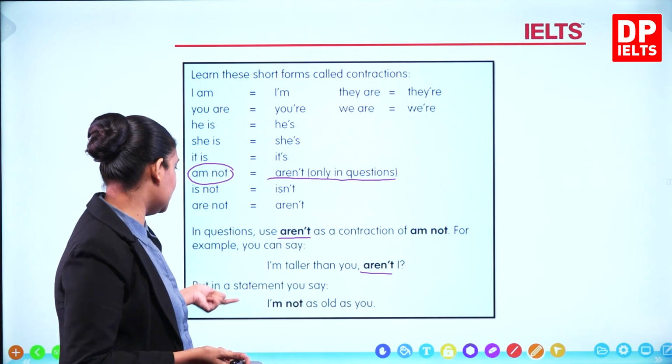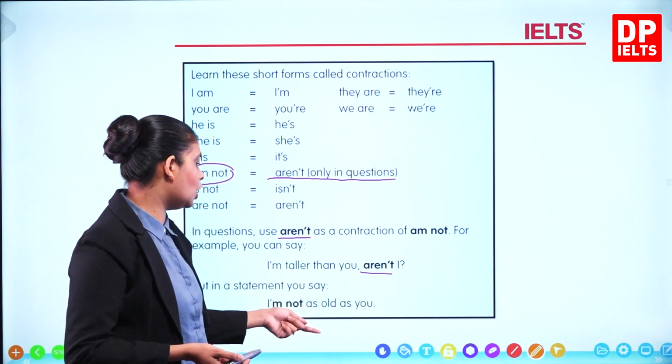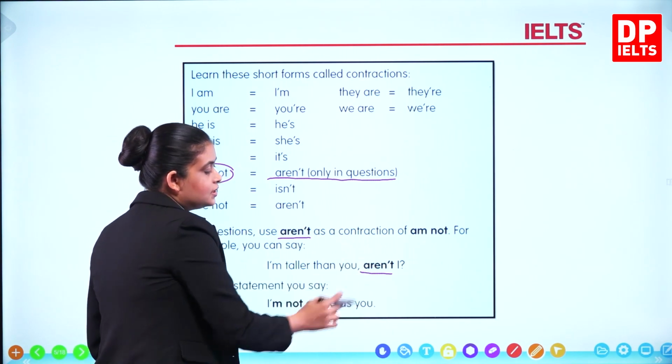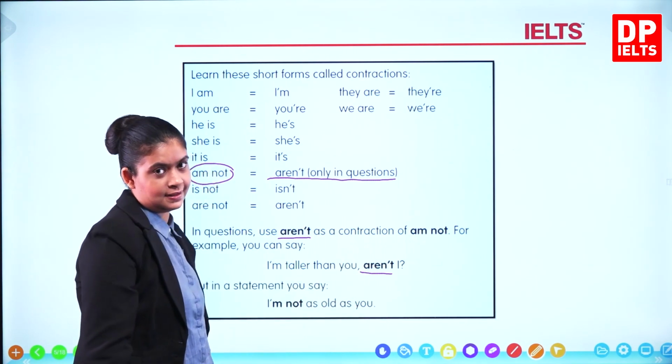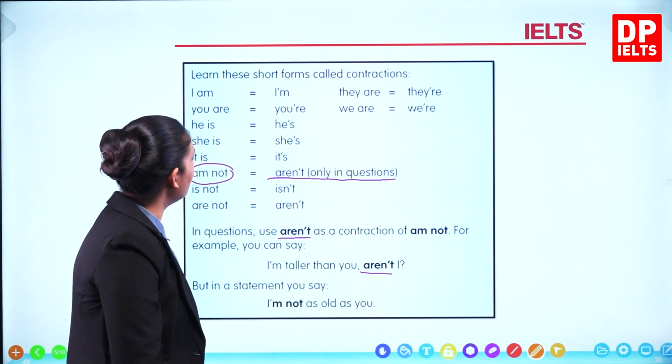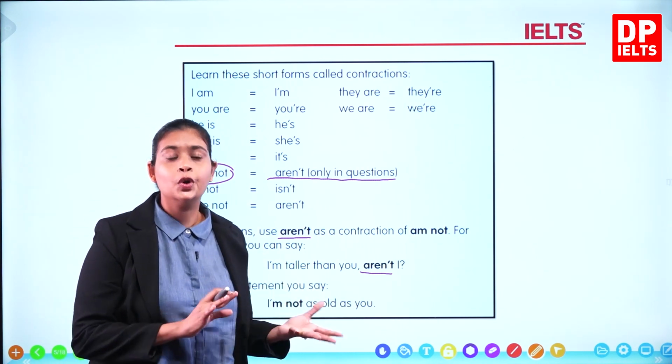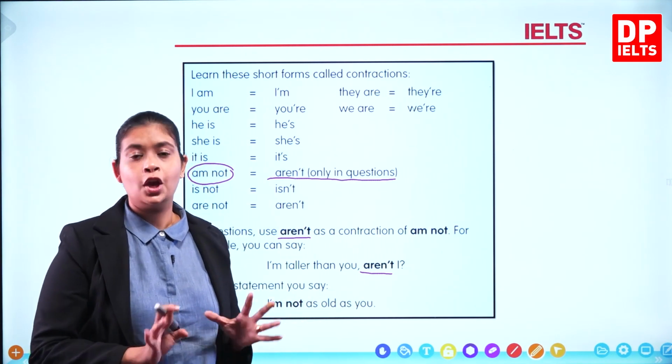But in a statement you say I'm not as old as you. Right? You don't use aren't in a sentence. Clear? So this is just for you to understand that you could use contractions.